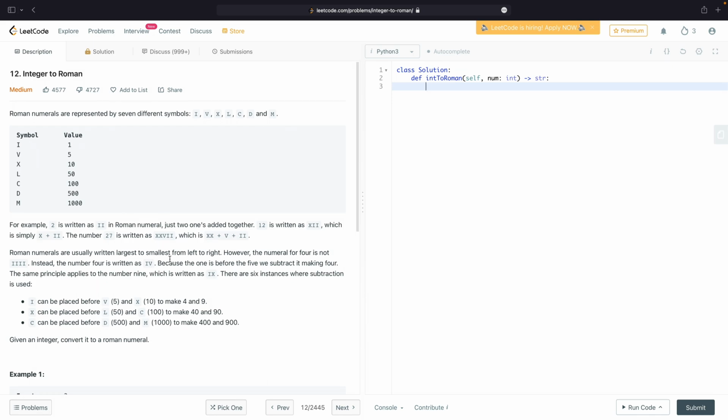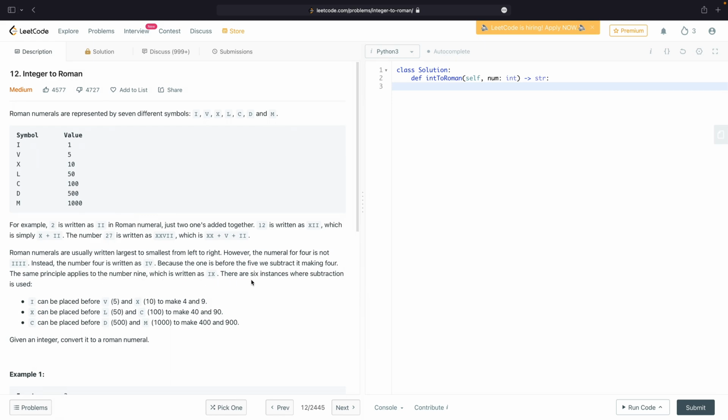However, the numeral for 4 is not IIII. Fun fact, if you go to the Colosseum, you will indeed find an entranceway numbered IIII, because this was in fact the way Roman numerals were written for hundreds of years. Anyway, that's not the version we're writing here. We are instead saying 4 is IV. Same principle applies to number 9, IX.